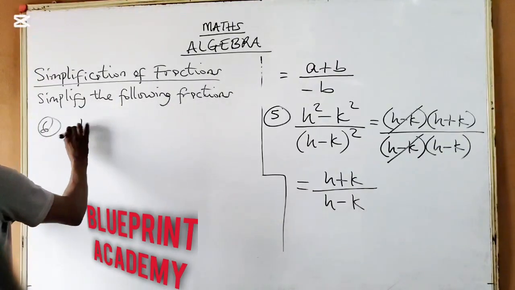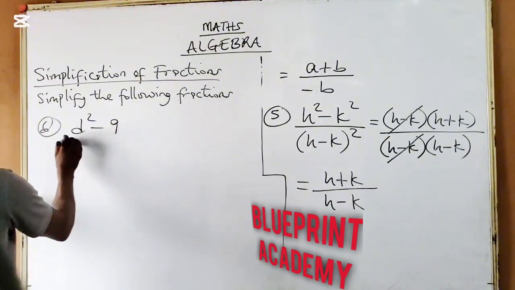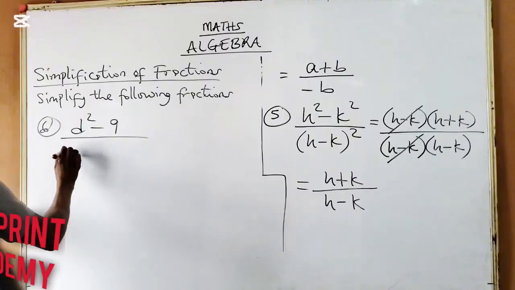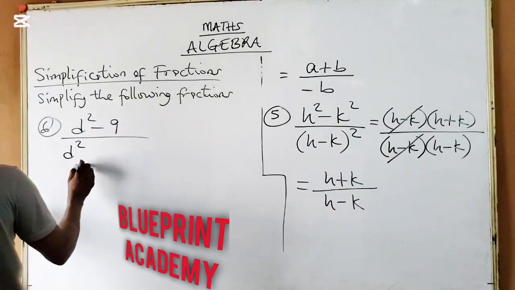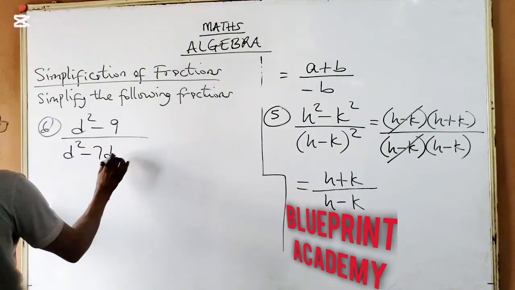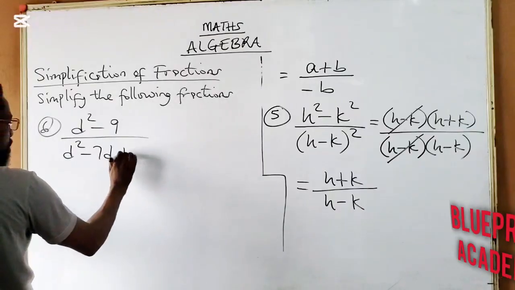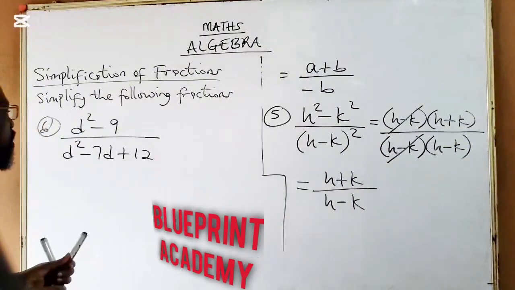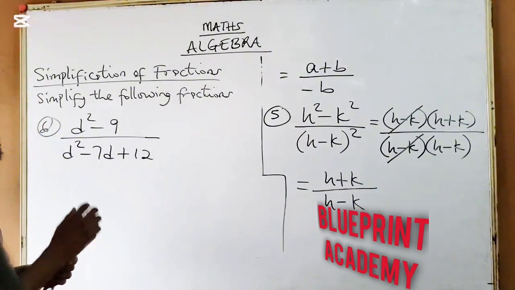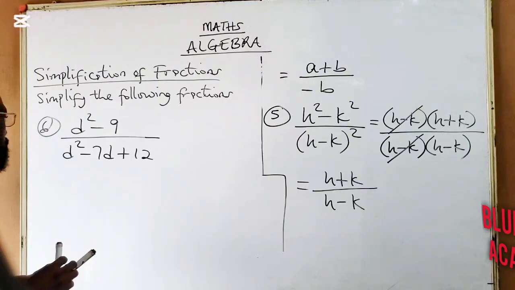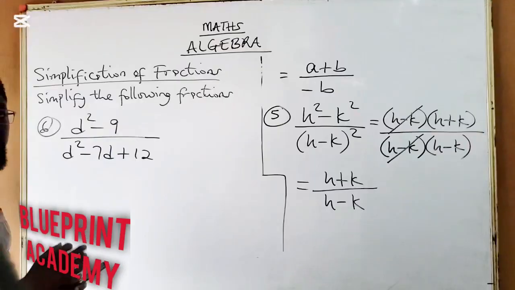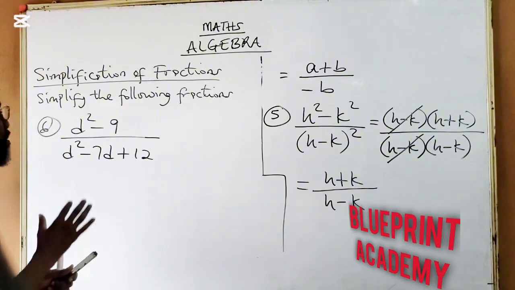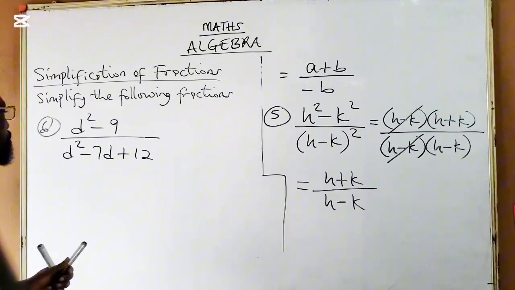We have (d² − 9) over (d² − 7d + 12). Now we're going to apply what we just learned about trinomial expressions and the difference of two squares to solve this particular question.